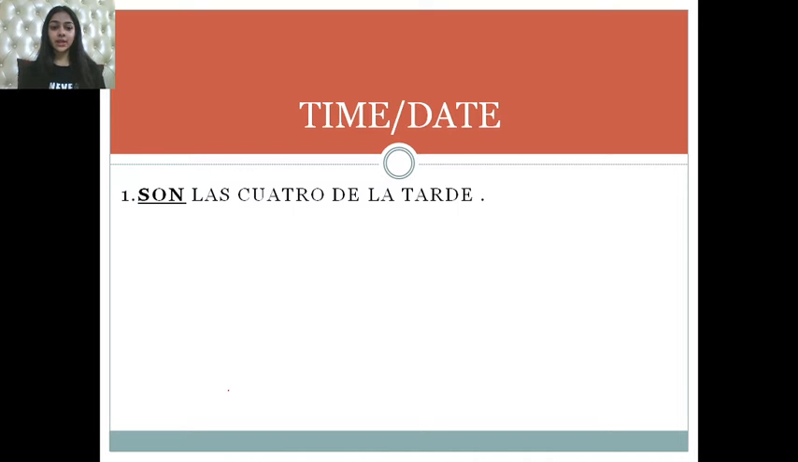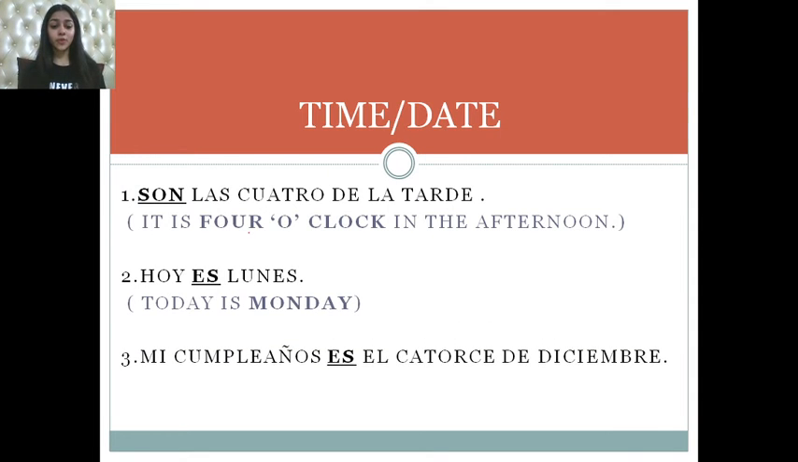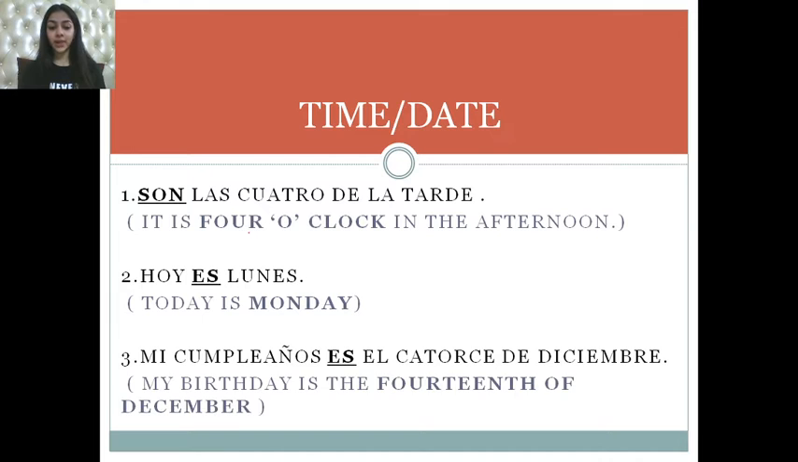Next up is time and date. Son las 4 de la tarde. It is 4 o'clock in the afternoon. Hoy es lunes. Today is Monday. Mi cumpleaños es el 14 de diciembre. My birthday is the 14th of December. Now instead of all of them, wherever we are using is, we are using verb ser, right?